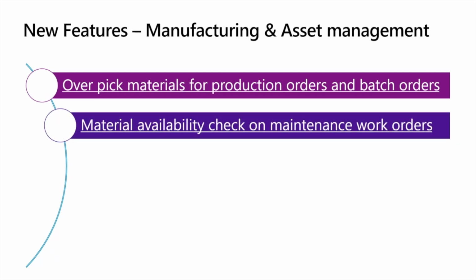The next feature is the material availability check on maintenance work orders. So supervisors can now do a material availability check for work orders. This process is relevant for organizations that want to confirm that all the required spare parts are available before workers start maintenance work. This feature uses a standard master planning run to calculate the inventory availability of all required materials.